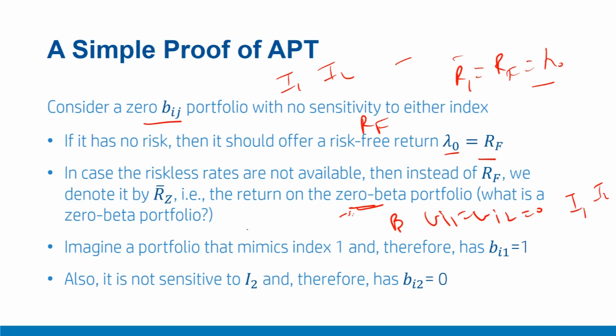Now let's imagine a portfolio that mimics index I1, or index 1. That means it has only one sensitivity, which is with respect to index 1, and that is BI1. So BI1 equals 1. It has no sensitivity with respect to the other index, which is I2, and therefore BI2 equals 0.